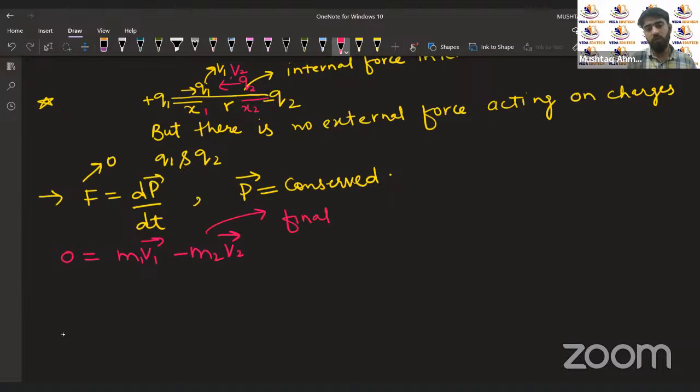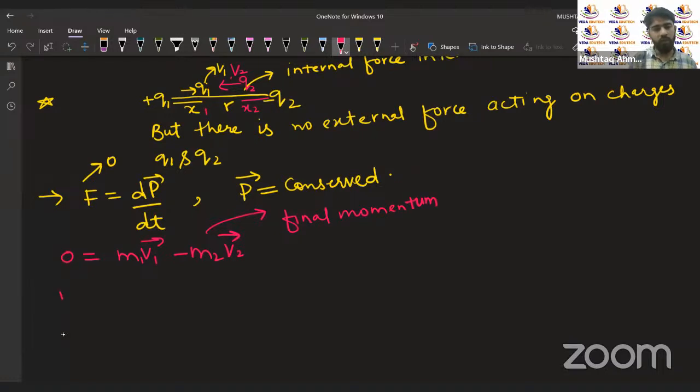And this momentum must also be zero. The total momentum must also be zero, because initially there was no external force acting on the two charges q1 and q2. It's only because of their mutual interaction that these charges start moving with some speed towards each other, but still the total momentum of the system will be conserved, and the total momentum of the system will be zero. So this is the final momentum.